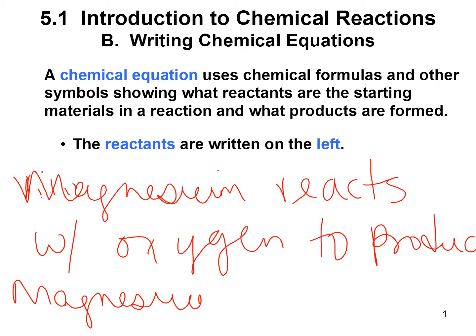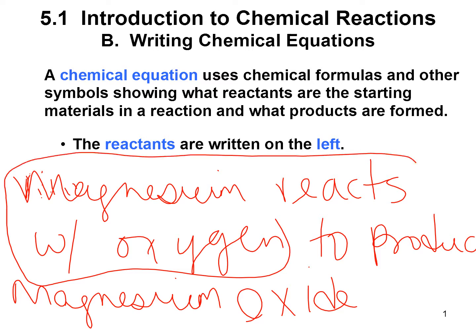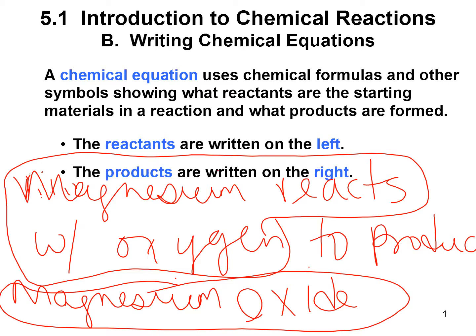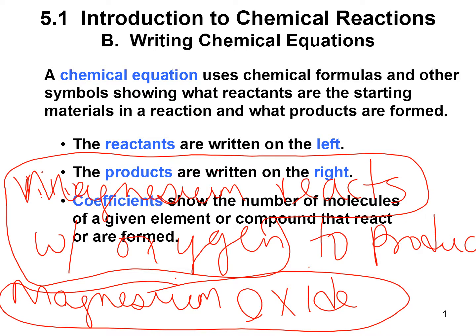Anything before the "to produce" are the reactants. So the magnesium and the oxygen are the reactants, and then the magnesium oxide is the product. In general, in a chemical reaction, the reactants are the stuff that reacts, that is shown on the left, and then the stuff that is produced is shown on the right.